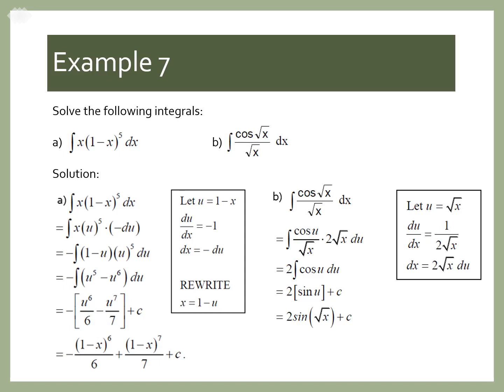As for b, by letting u equal to square root x, which can also be written as x to the power of 1 over 2, differentiate, you will get du over dx equal to 1 over 2 square root x. Substitute this into the original integral and simplify, you will obtain 2 cos u. Integrate with respect to u and replace the u back to square root x, you will get 2 sin square root x plus c as the final answer.